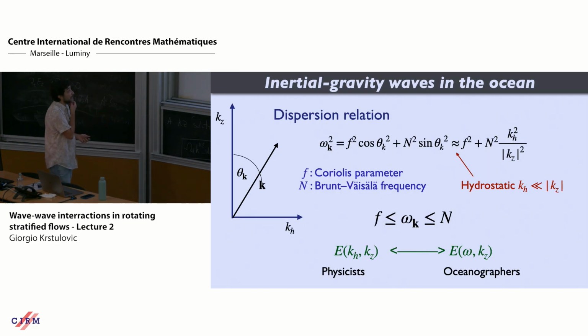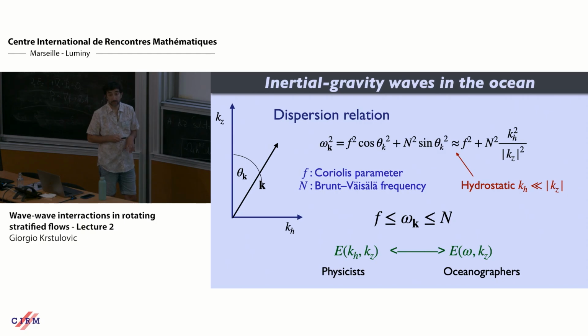So if we go back to what I quickly showed yesterday and what Julien showed in the evening: if you look at the inertial gravity waves, you put in a Coriolis force, this rotating system with stratification, the dispersion relation is this one. Often in the oceanography community, they take the hydrostatic limit, where kh is much smaller than kz, so the cosine is 1 and the sine is just kh over kz. And I get typically this dispersion relation. So you immediately realize that the frequency is bounded by f and N.